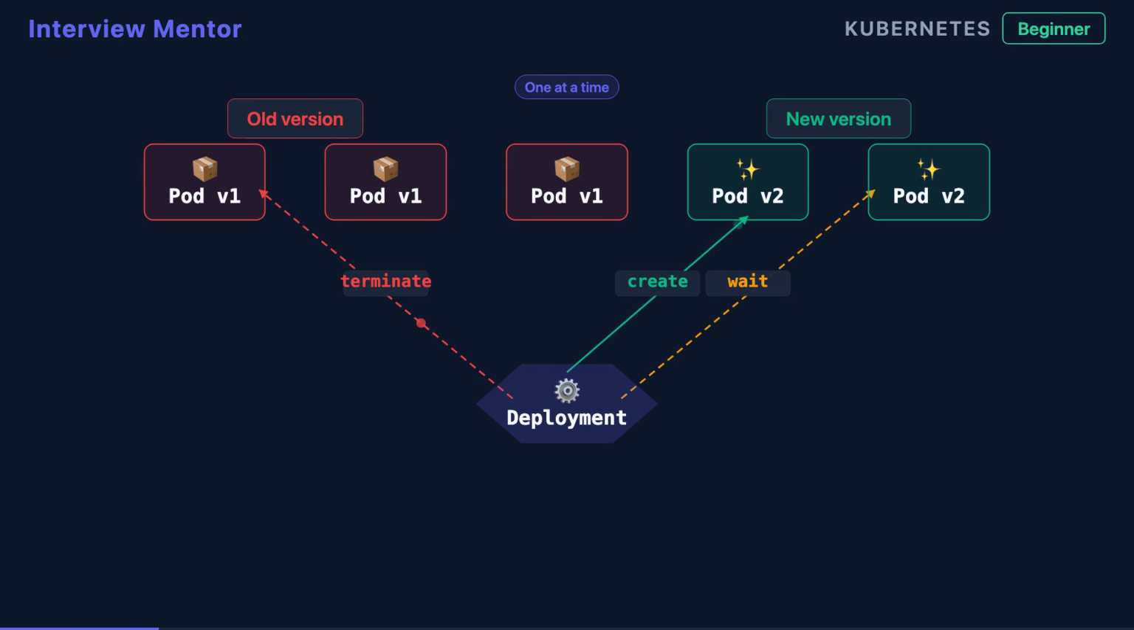Instead of shutting down everything at once, Kubernetes terminates one old pod, spins up a new one with your updated code, and waits for it to be ready. Then it moves to the next pod. This incremental approach means your app stays available throughout the deployment.